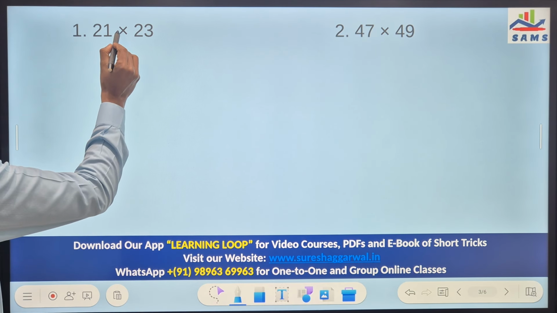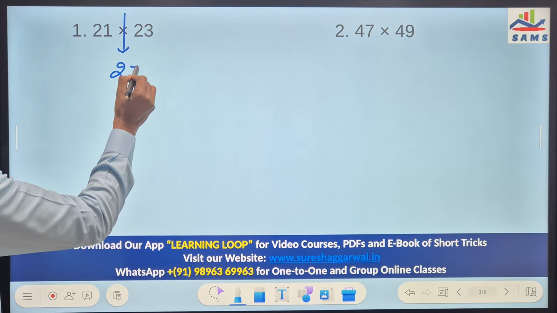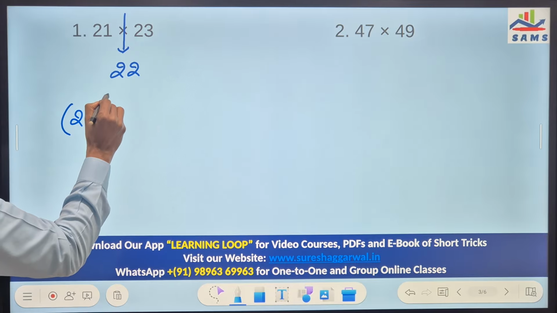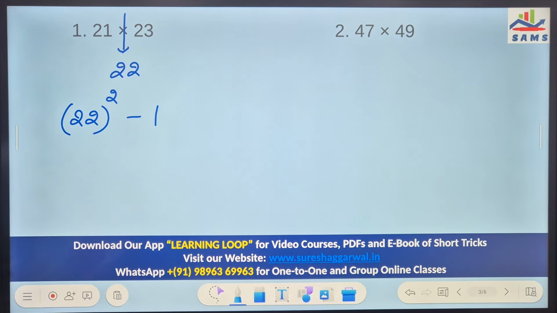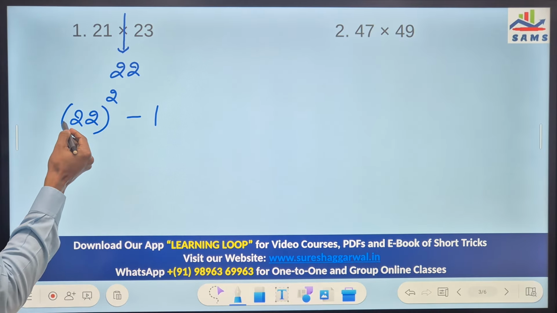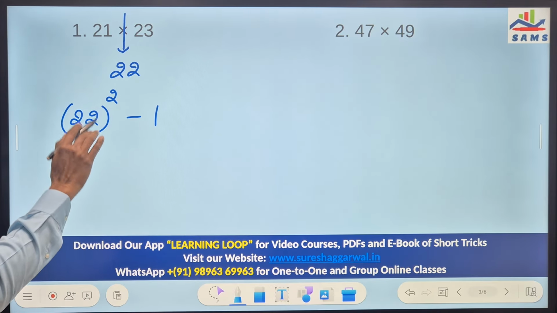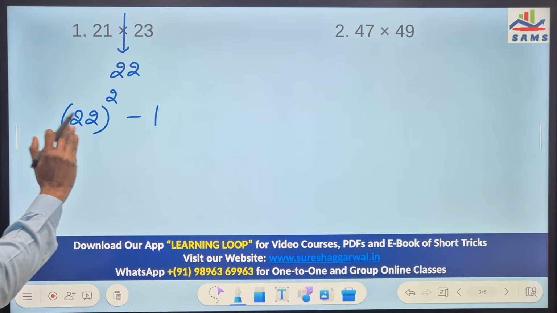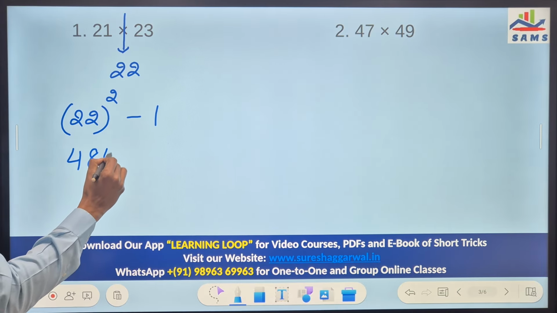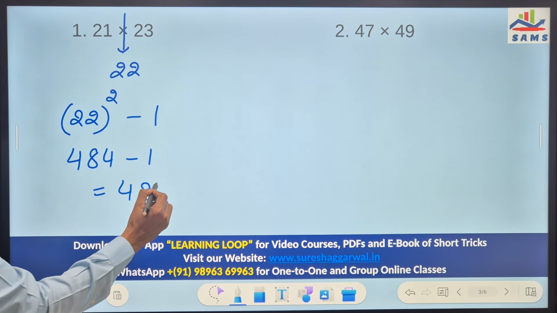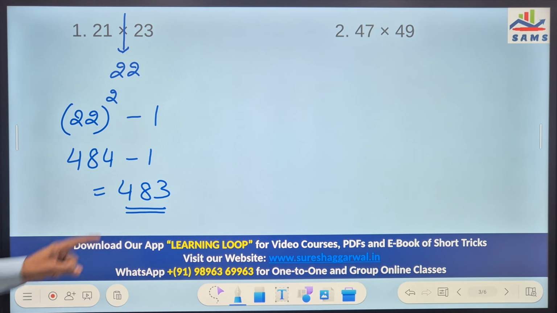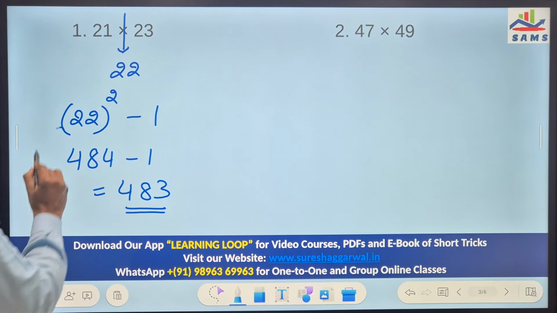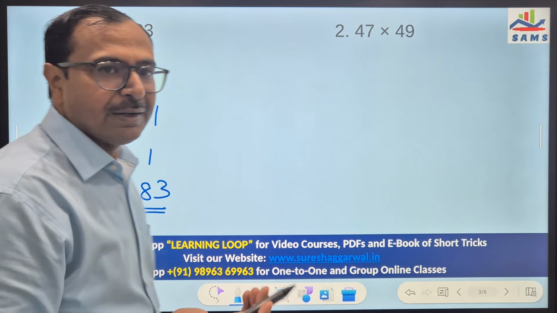Suppose you have 21 and 23. The middle number is 22. So all I have to do to find this product is just find the square of 22 and subtract 1 from the result. So see, up to 30 you should know the squares. If you don't know, we have a short trick which I will be demonstrating in the second question. So for 22, I know that the square is 484. So minus 1 gives the product 483, and that is the answer. You can check, 21 times 23 will be 483. Now, how did I square this? I remembered 22 square, so I was not bothered.